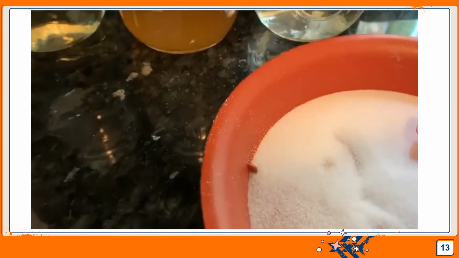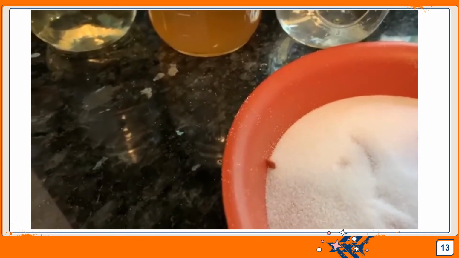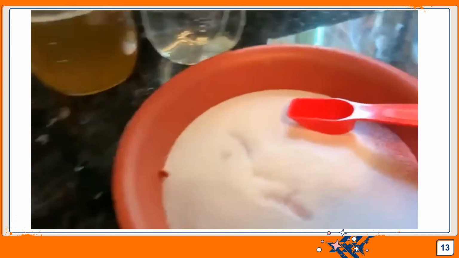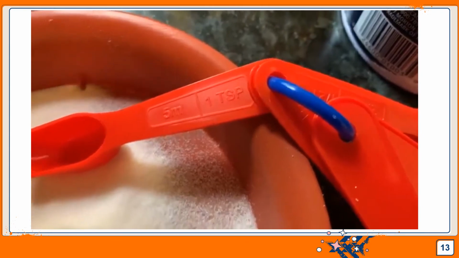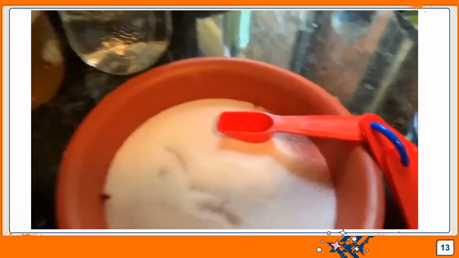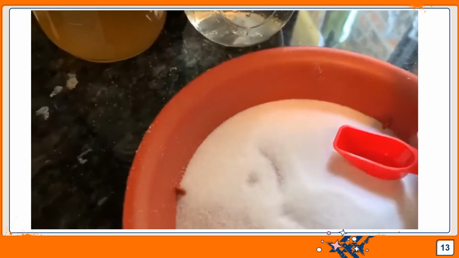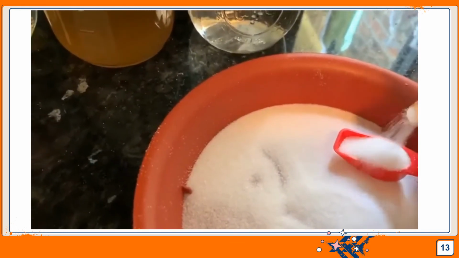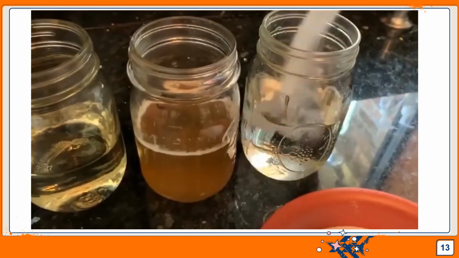Okay, now that you've had a moment to do that, we're going to combine 1 teaspoon. Which one of these is a teaspoon? Is that a teaspoon? I think that's a teaspoon. So we're going to combine 1 teaspoon of salt. So is that a teaspoon? Yep. We're going to combine 1 teaspoon of salt into the water.